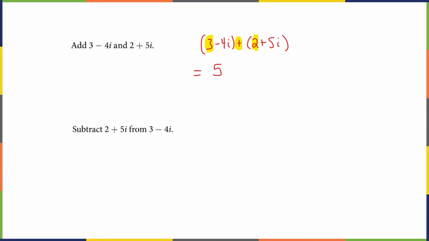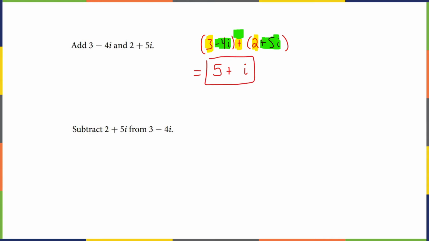Then my imaginary parts are negative 4i plus 5i. And negative 4 plus 5 is 1, so that's a positive 1i. However, because it says 1i, I'm going to go ahead and ignore the 1. You generally don't put a 1 in front of an i, just like you wouldn't say 1x. So our complex number's standard form is 5 plus i.